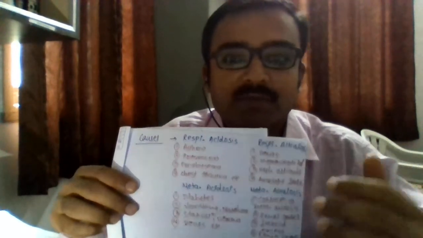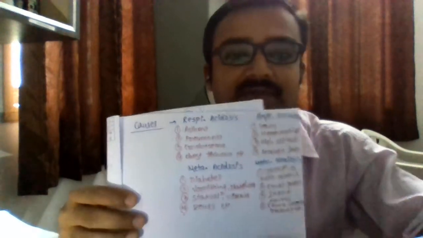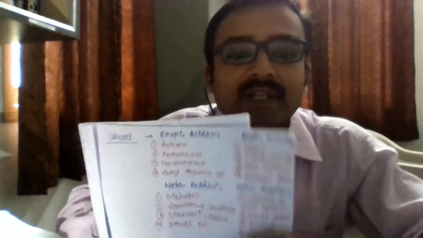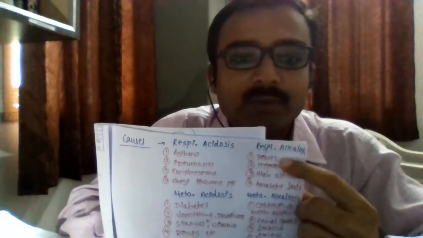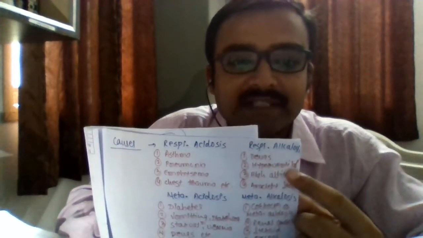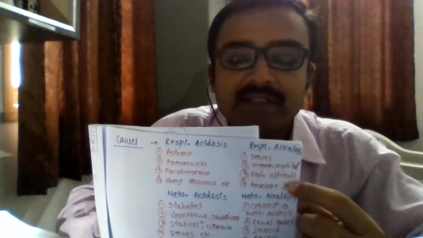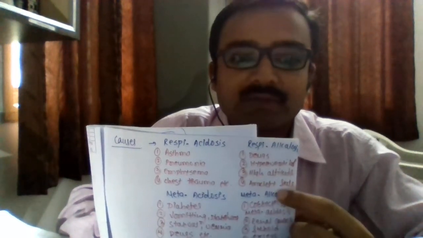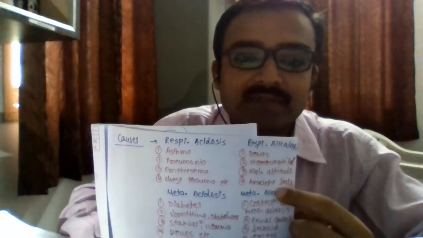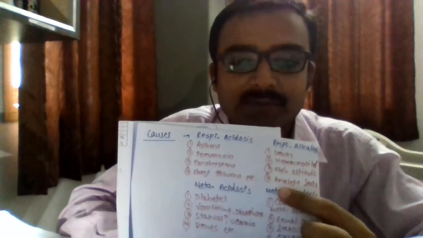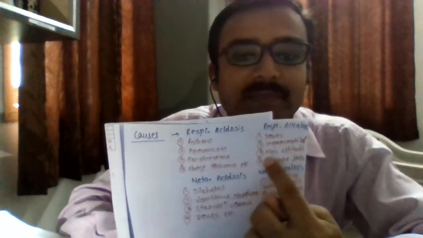At the same time, respiratory alkalosis will occur if more and more CO2 is getting eliminated from the body. What are the different causes for removal of excessive CO2? First, some drugs which can result in hyperventilation. Second, hyperventilation. Third, high altitudes. And the fourth, different anxiety states. So these are the causes for respiratory alkalosis.